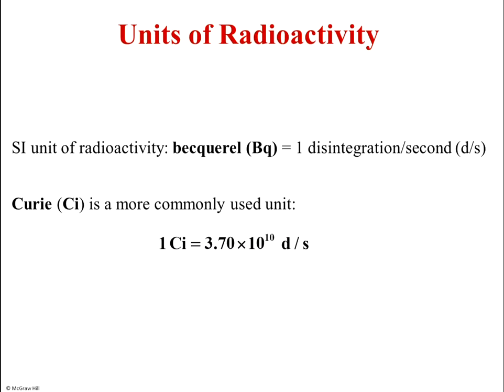The units that are used for radioactivity are shown here. The SI unit is what's called the becquerel, and that is 1 disintegration per second. So it's just simply counting the values. But a lot of radioactive substances produce very large numbers of becquerels, and so the curie is a more commonly used unit, and the curie is 3.7 times 10 to the 10th decays per second. And very often you'll have things in, for example, microcuries, which would be 10 to the minus 6 of that number.